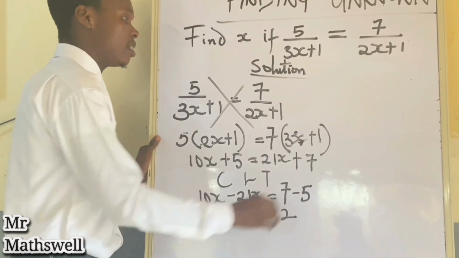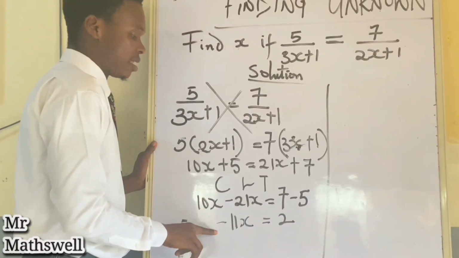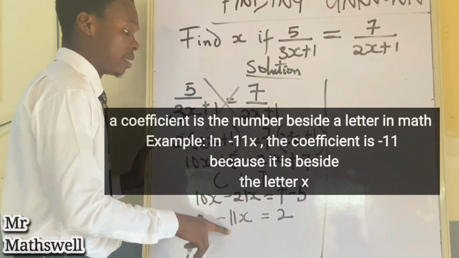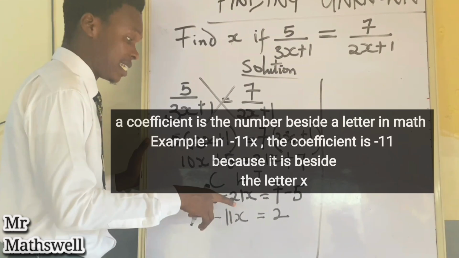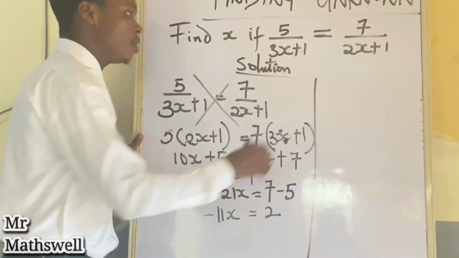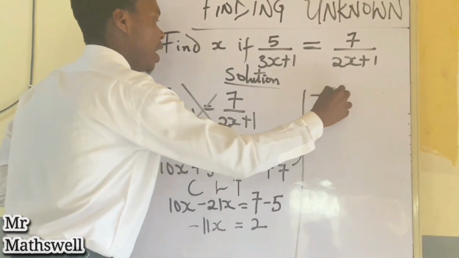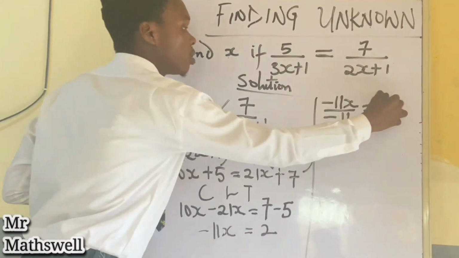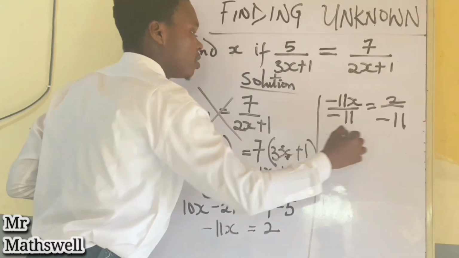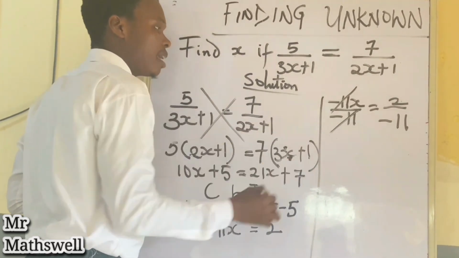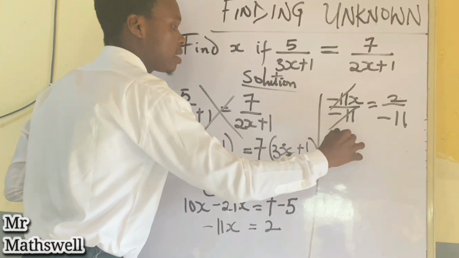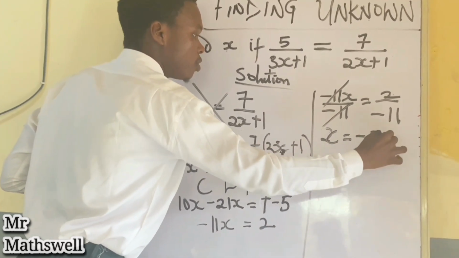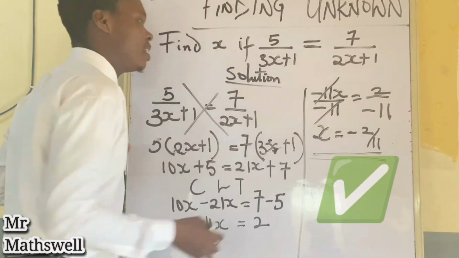When you have this, the next thing for you to do is to divide both sides by the coefficient of x. And what is the coefficient of x? The coefficient of x is the number beside x, which is minus 11. So we're going to have minus 11x over minus 11 equals 2 over minus 11. So minus 11 cancels minus 11. You're left with x equals minus 2 over 11. And this is your final answer.